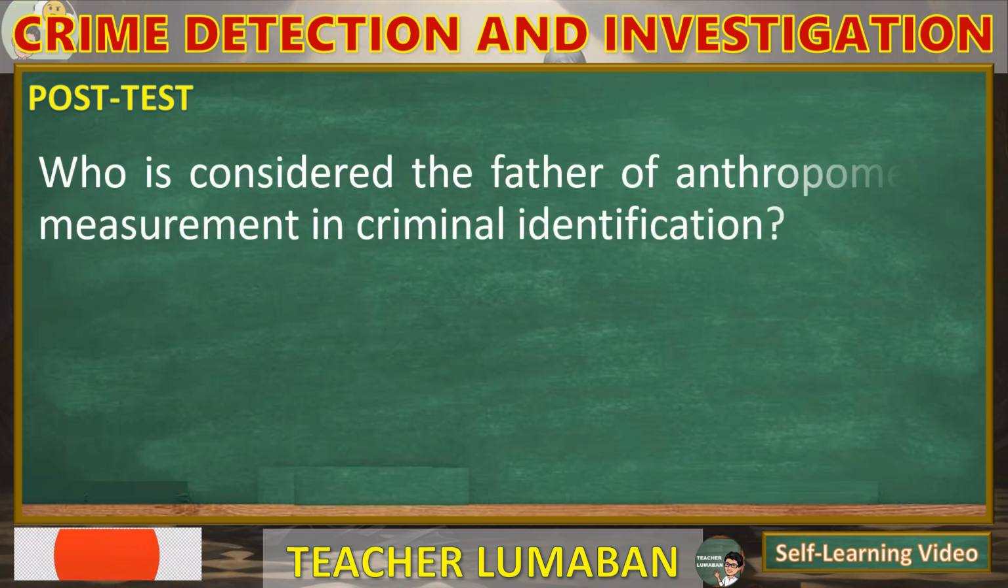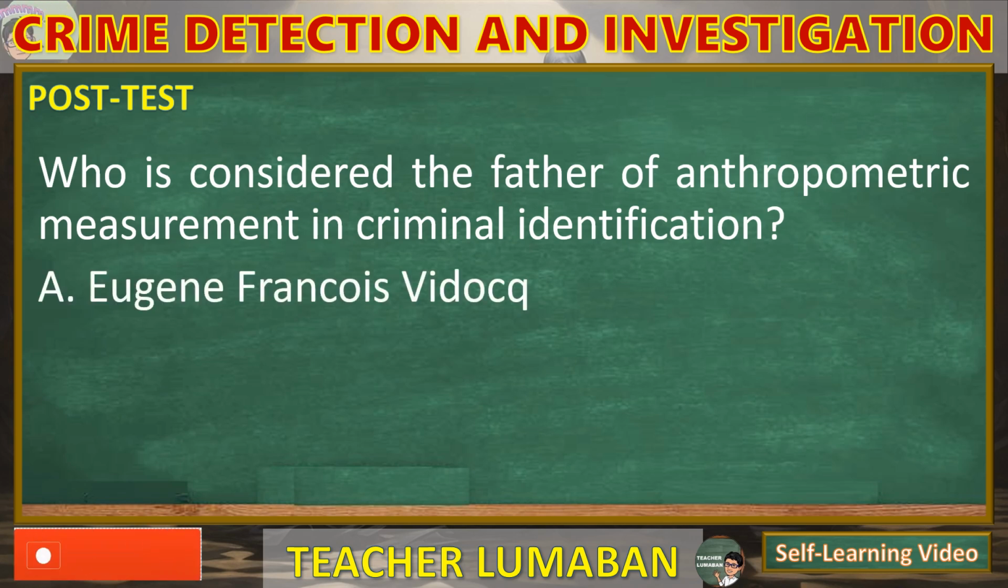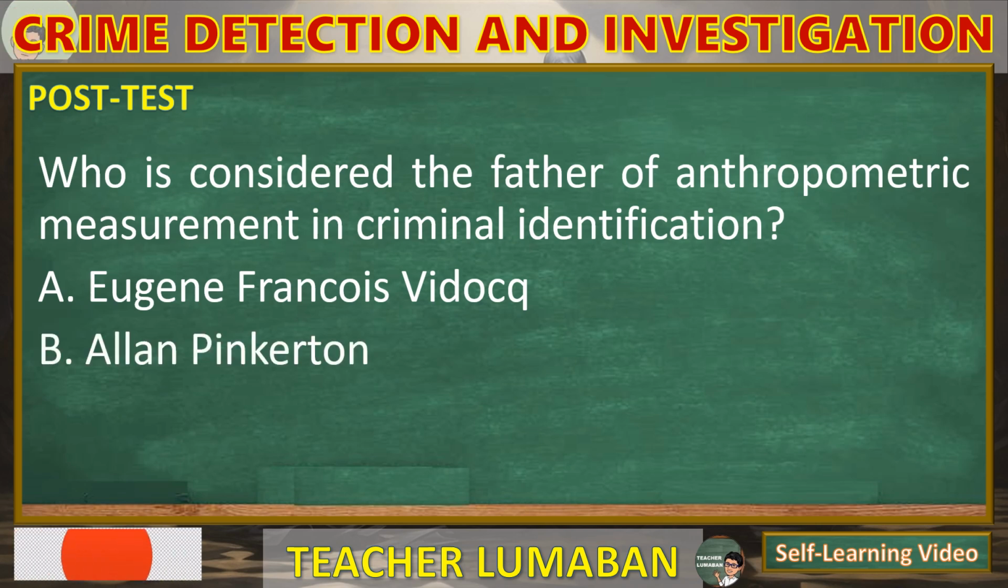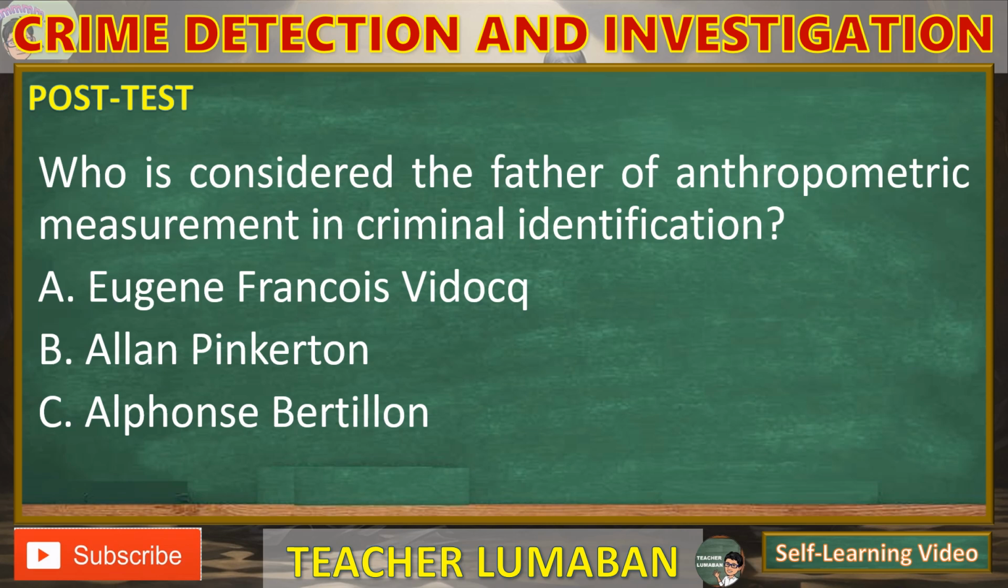Who is considered the father of anthropometric measurement in criminal identification? A. Eugene Francois Vidocq. B. Alan Pinkerton. C. Alphonse Bertillon. D. Dr. Paul Kirk.